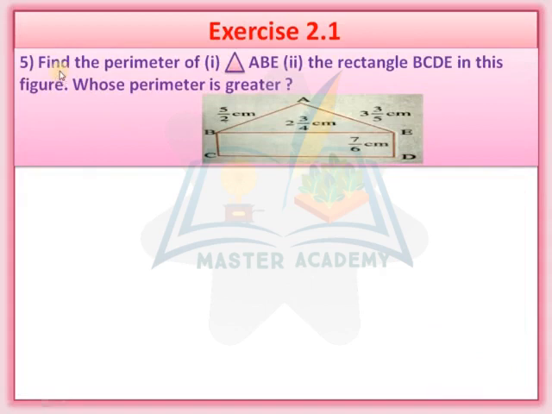Now question number 5. Find the perimeter of the triangle ABE. You can see A, B and E. Okay. The rectangle BCDE in this figure, whose perimeter is greater? Okay. You can see how to find the perimeter of the given triangle ABE: AB plus BE plus AE. So here the perimeter of the triangle ABE is equal to 5 upon 2 plus 2 integer 3 upon 4 plus 3 integer 3 upon 5. Okay, you can see here, first we are going to make the denominators the same.